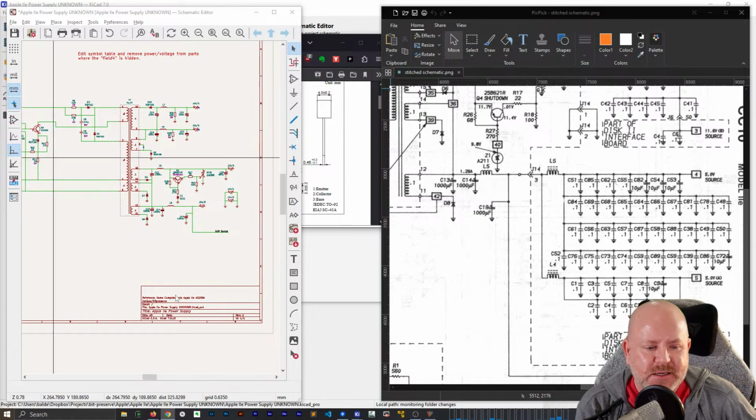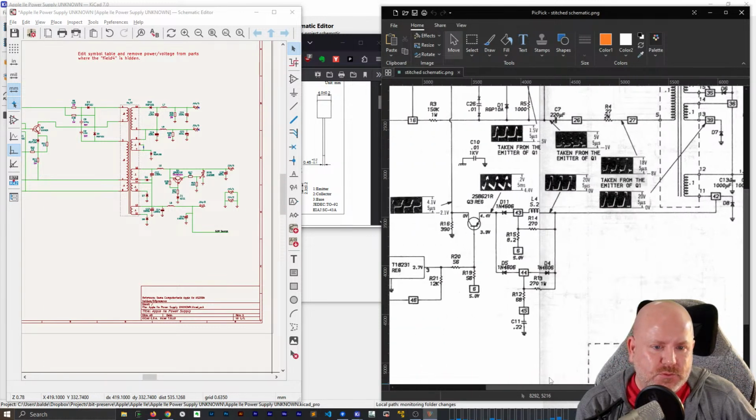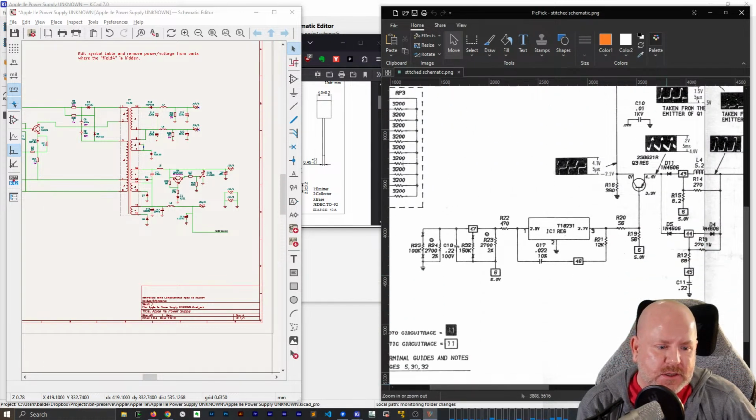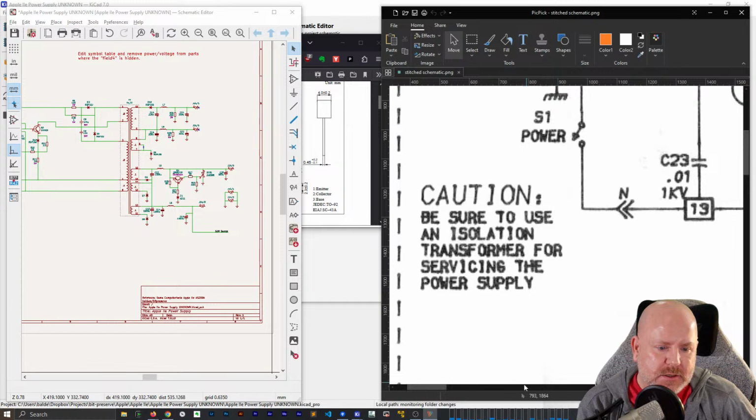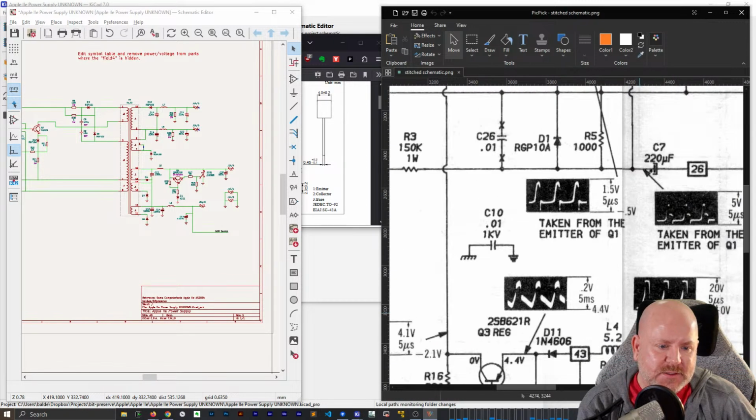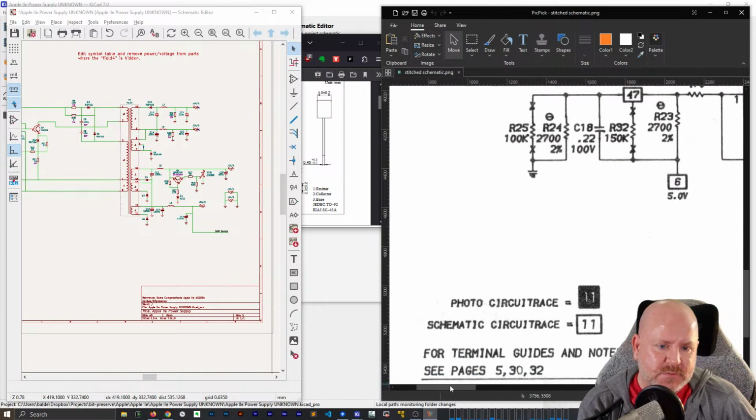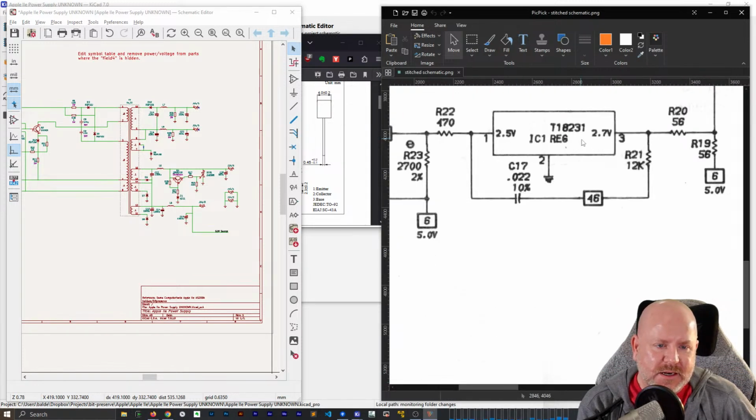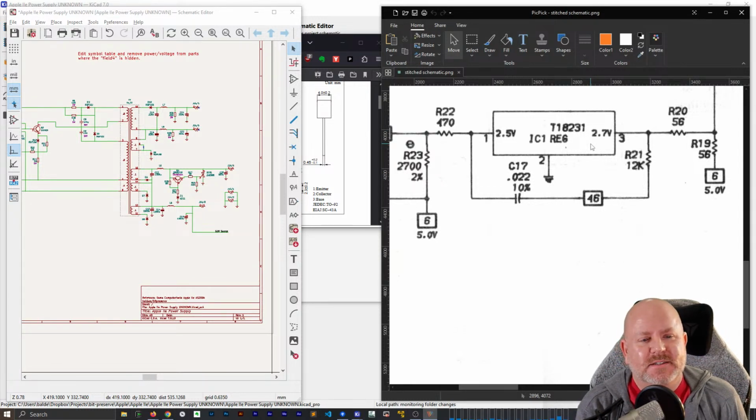The IC is, I'll tell you that one real quick. I'll make it big. Oh, why doesn't this work the way I think it should? It is a T18, I think, 231. I wonder if that's a 7.